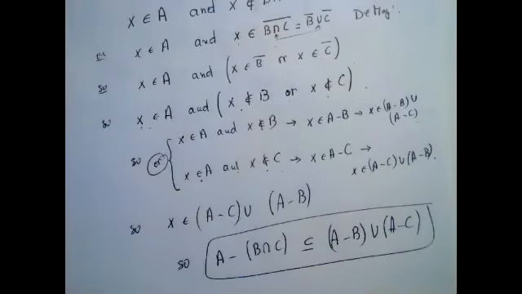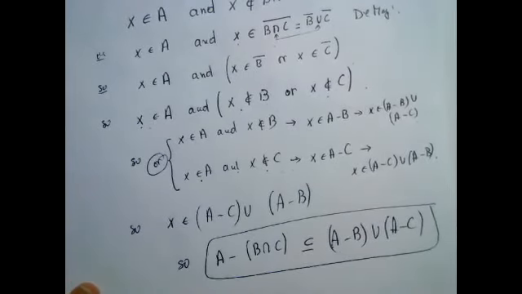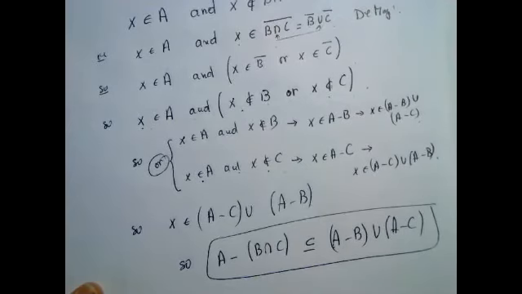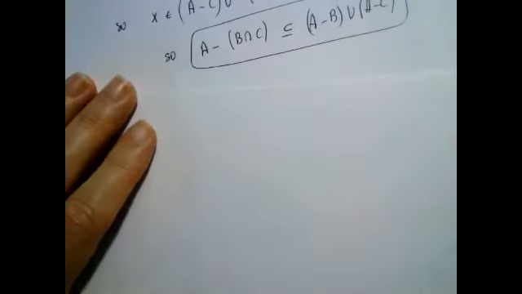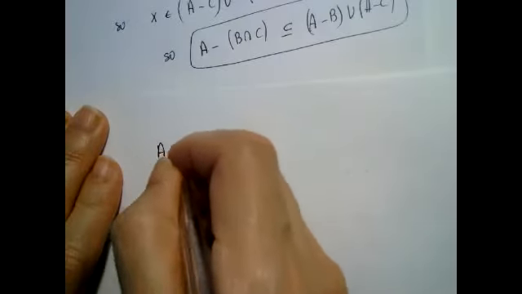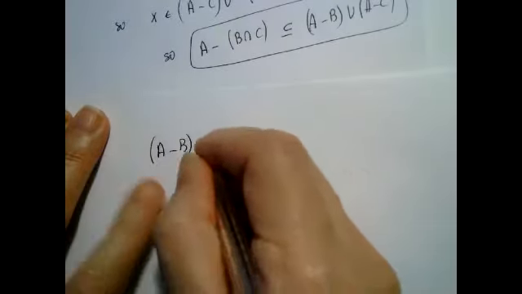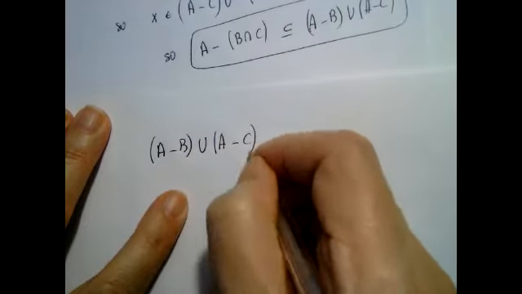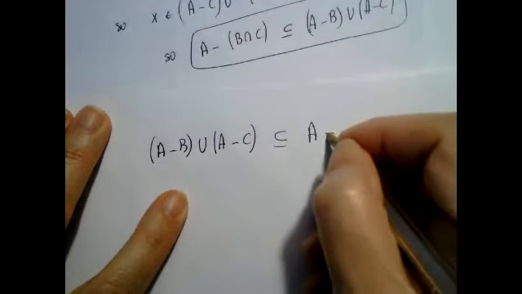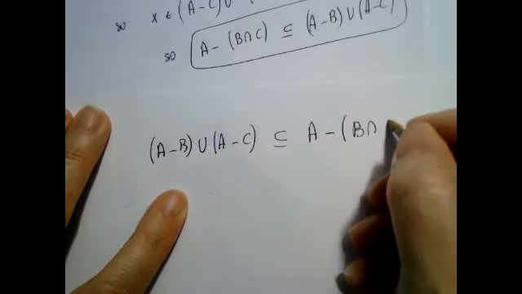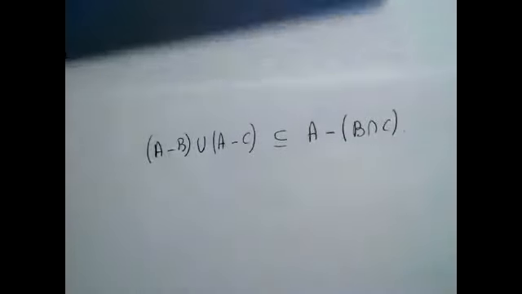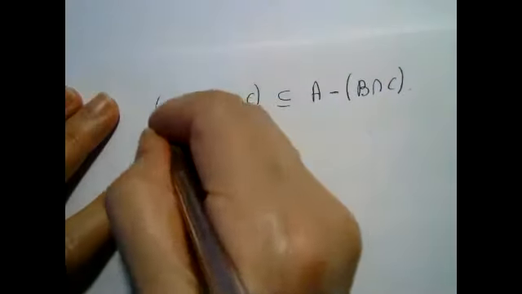Okay. Now we're going to move to the other one. Can I turn the page? So let's choose the other one. Now I want you to show the following to me. A minus B union A minus C is a subset of A minus parentheses B intersect C. Parentheses are absolutely necessary in here. So that's the part I need to show.